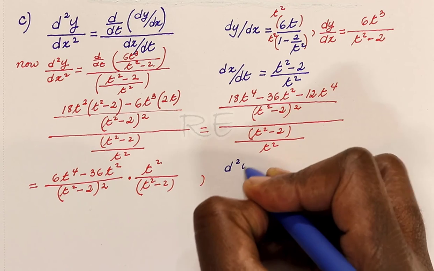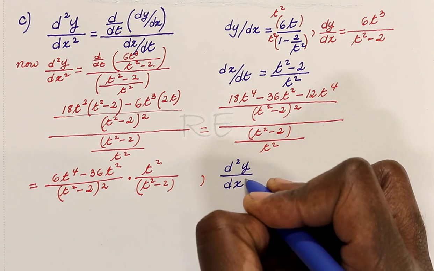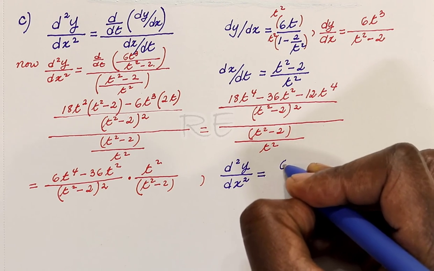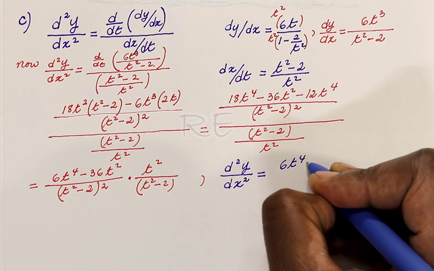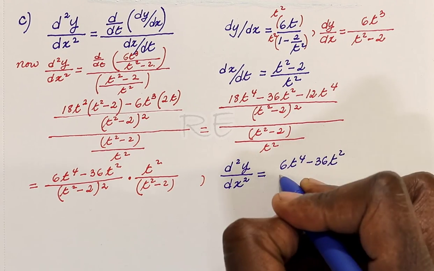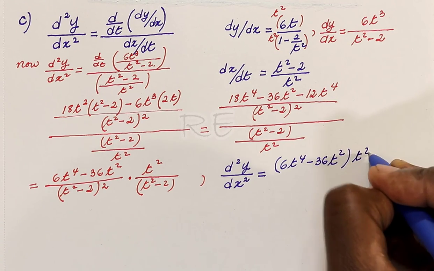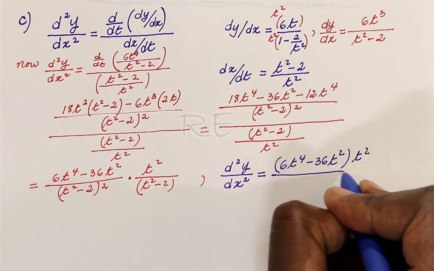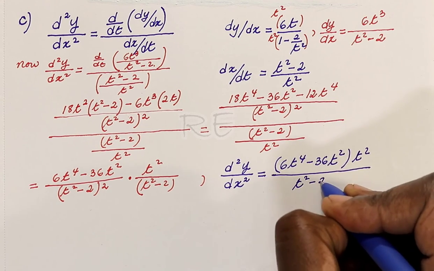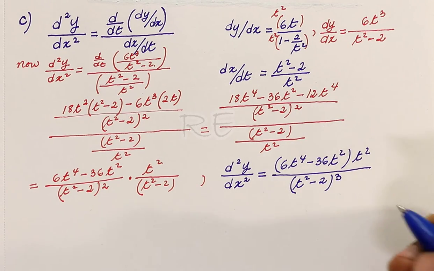Now, the second derivative of y with respect to x will be 6t to the fourth minus 36t squared times t squared, and we add the exponent for the denominator, divided by t squared minus 2 to the third.